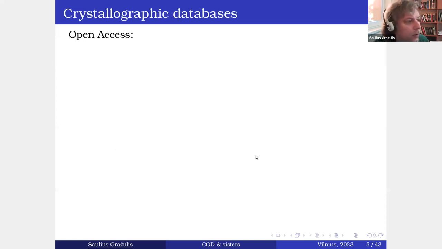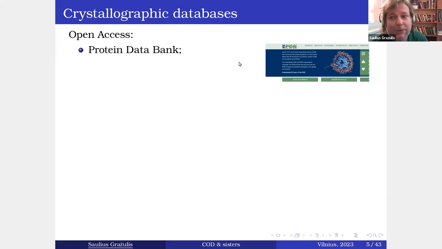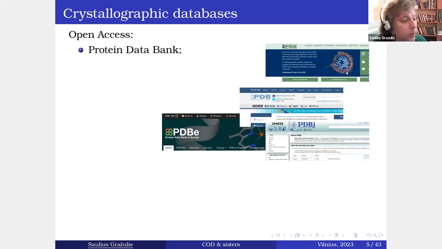Now, in crystallography, we are more lucky than this. Here, data are from day zero put into computer-managed databases and organized in a computer-readable form. And the most paradigmatic database in that field is the Protein Data Bank, which you probably know. It's managed by an umbrella consortium that brings together three sites that host the same data in Europe, in the United States, and in Japan. And the data is fully open access under a public domain license, so everybody can benefit from it.